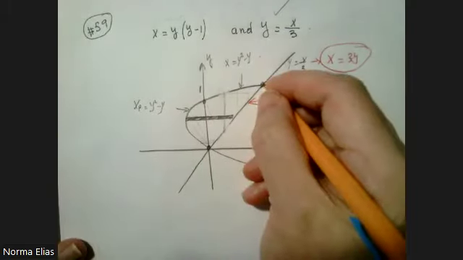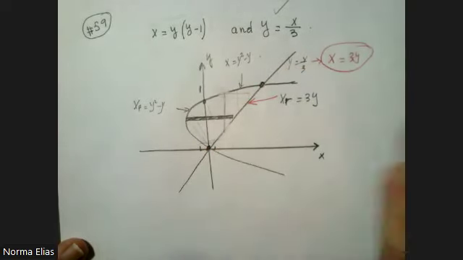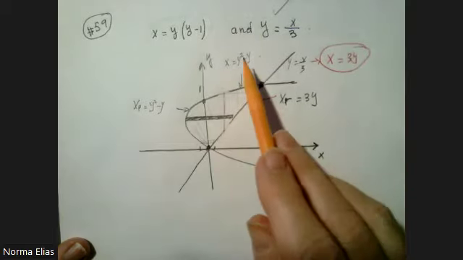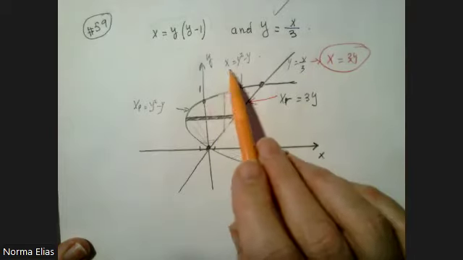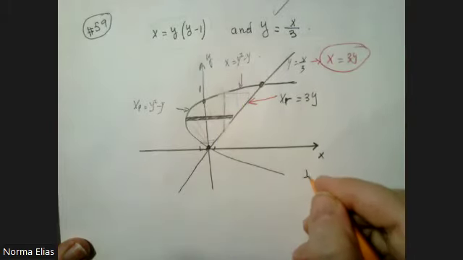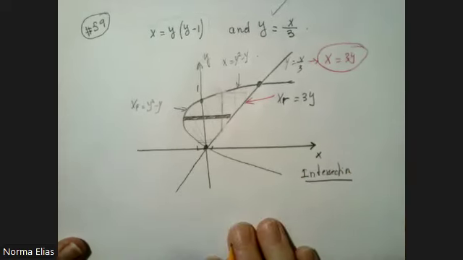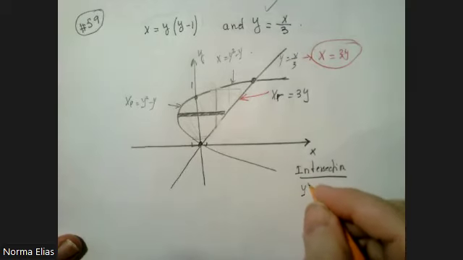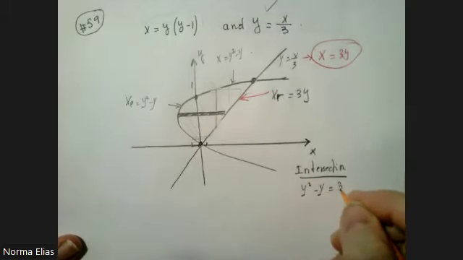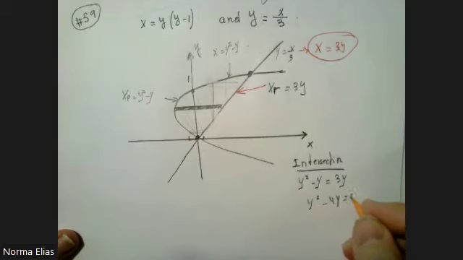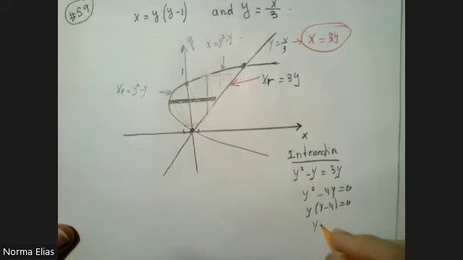Now I need the intersection point because I need to know which interval I have to split into pieces to cover my region. The intersection point, obviously in this case, I need to set the x's equal. I cannot set the y's equal. So for the intersection point, I'm going to set y squared minus y equal to 3y. y squared minus 4y is 0. y times (y minus 4) is 0. y is 0, y is 4.